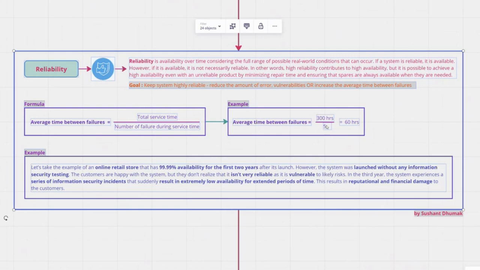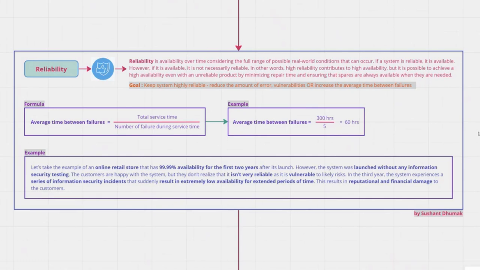For example, if these 5 failures become 3, your mean time between failures will become 100. That is how you make your system reliable so that users can make use of it. They know it is not going to fail for the next 100 hours or 120 hours. This is how you can increase reliability.